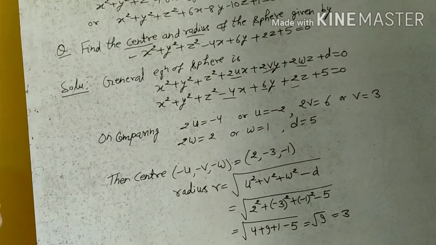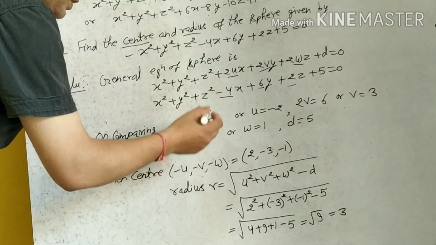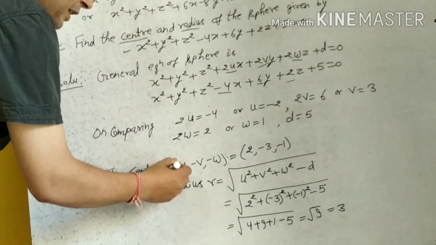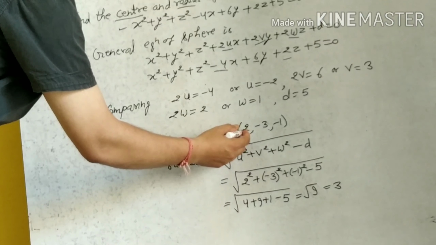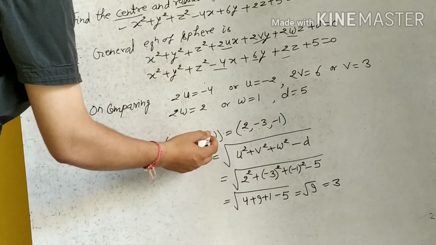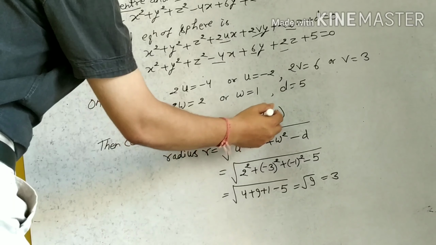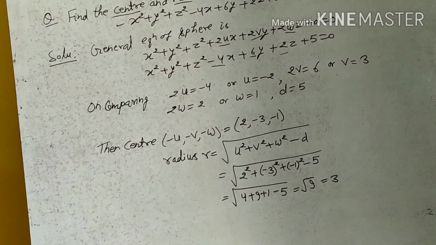Now you know the coordinates of the center will be minus u, minus v, minus w. The value of u is minus 2 and with the minus sign, minus minus is plus, so it will be 2. Minus v, v is 3, so it will be minus 3. Minus w, w is 1, so it will be minus 1. So 2, minus 3, minus 1 is the coordinate of the center of the sphere.